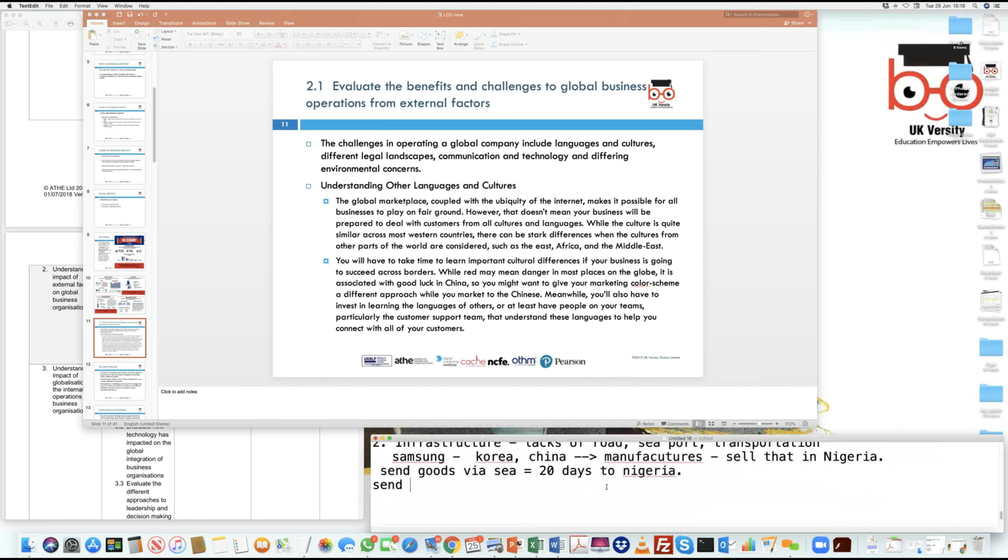If they send goods by air, then it will reach the same day from China, but it is going to be expensive because air freight is expensive. So these are challenges which companies face when they have international operations. You follow? So when we look at those challenges, what are the other challenges? It could be a challenge in terms of understanding culture. So understanding culture could be one challenge. Laws of the country.